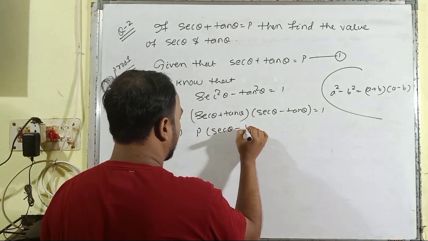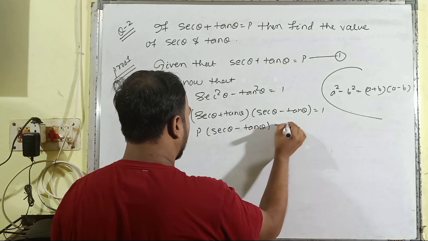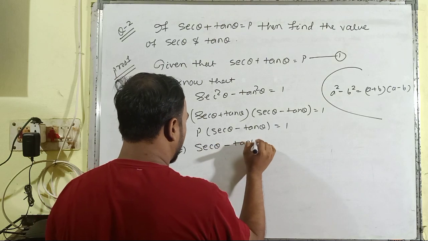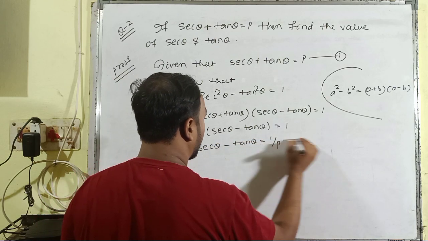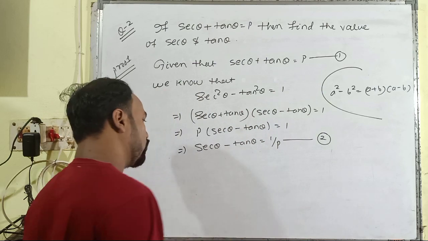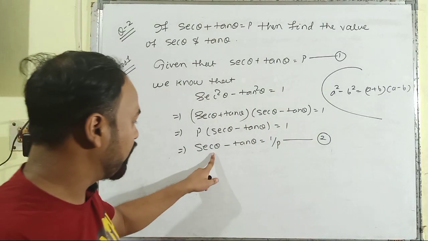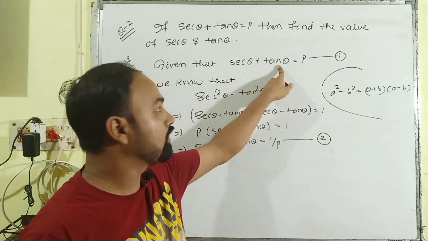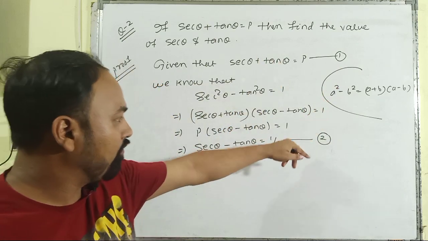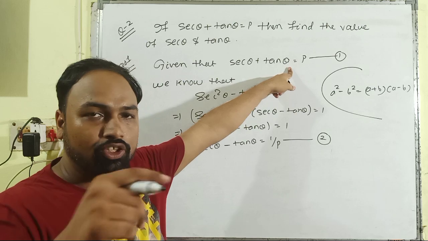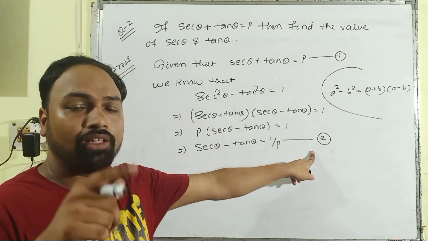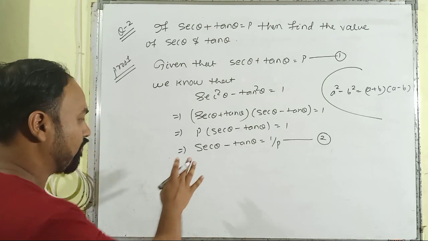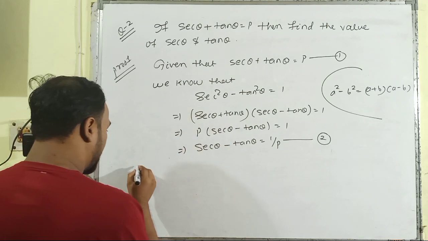Then p multiplied with sec theta minus tan theta is equal to 1. Then the value of sec theta minus tan theta is equal to 1 by p, and it is equation number 2. Here we have arrived at a condition where, in the form of sec theta minus tan theta, we also have sec theta plus tan theta. By solving these two equations by the elimination method that you have already studied, we can find the value of sec theta and tan theta.